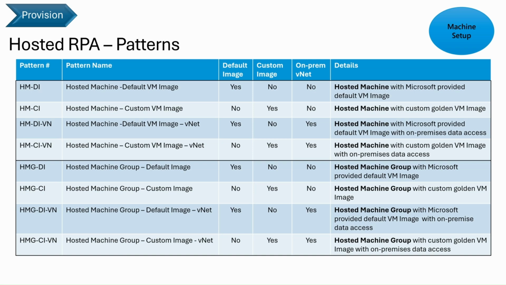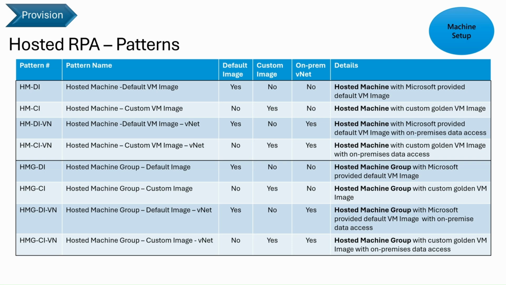as the data. Based on those 3 factors, these patterns are defined as a hosted machine DI, that means hosted machine with a default image, or HMCI, which is hosted machine with a custom VM image, or HMDI VN, which is the hosted machine default image with VNet capability. And similarly, hosted machine CI VN, referring to the hosted machine with a custom VM image along with the VNet connection that will allow for on-premise data access.